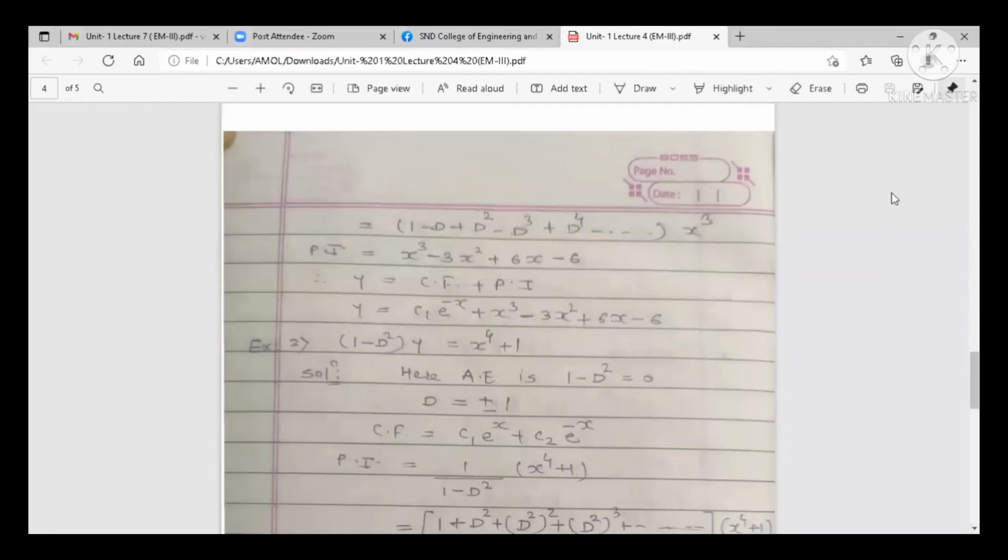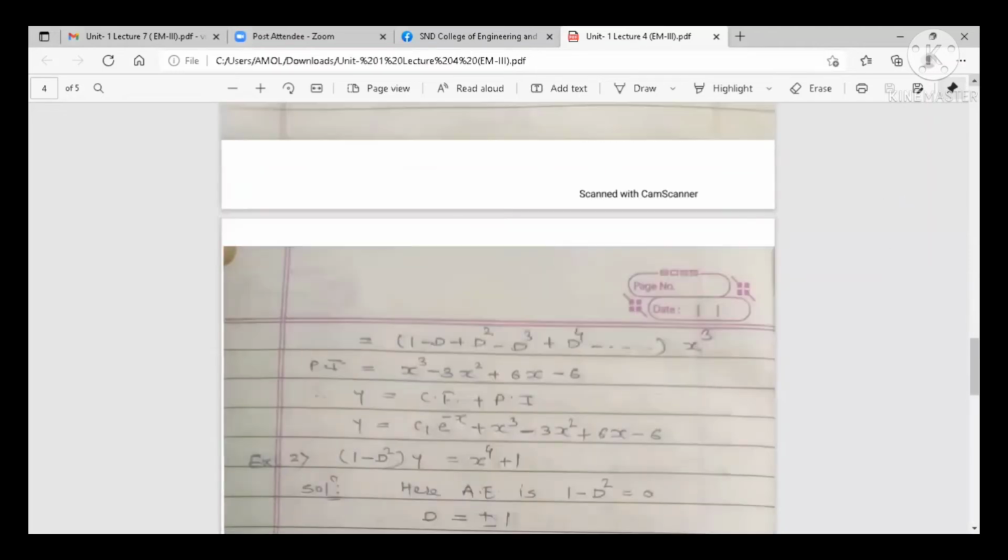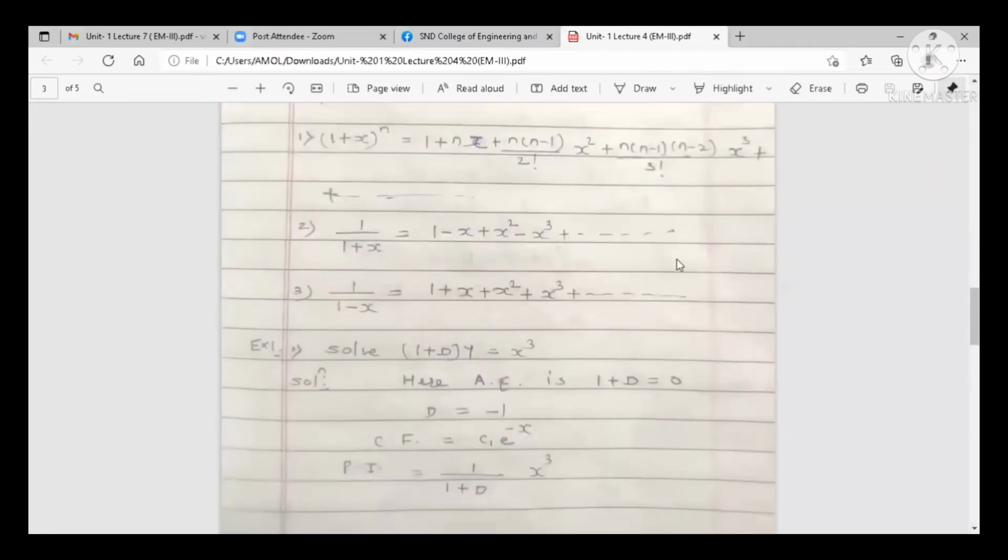x cube. So now to find the PI of an exponential function, you always try to reduce your denominator term phi of D in either form, either 1 plus x form or 1 minus x form, so that you can use the series for 1 upon 1 plus x or 1 upon 1 minus x. Now the term here is 1 upon 1 plus D.